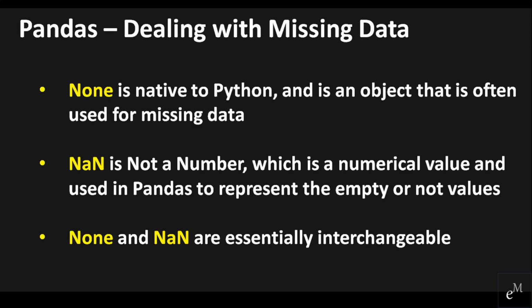None is native to Python and is an object that is often used for missing data, while NaN, which stands for not a number, is a numerical value used in Pandas to represent empty or null values. Pandas treats None and NaN as essentially interchangeable for indicating missing or null values. There are several useful functions for detecting, removing, and replacing null values in a Pandas data frame.